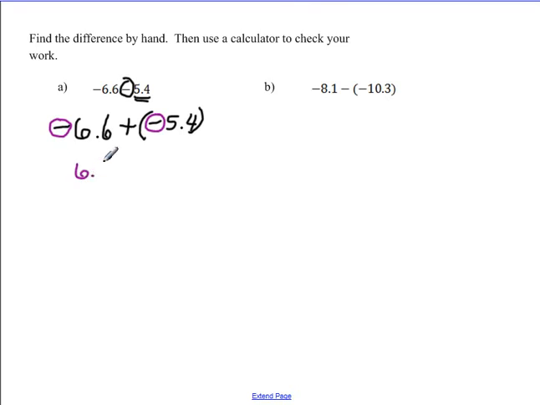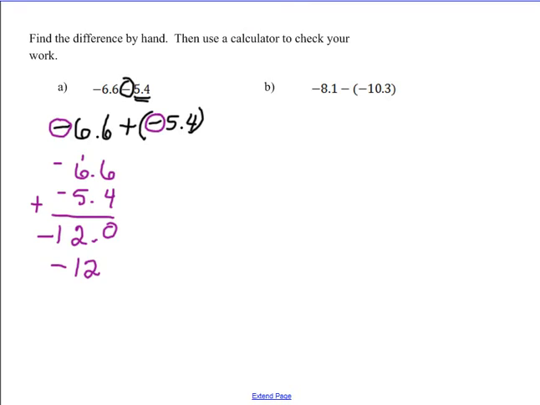So 6.6, remember that was negative? To that we're going to add negative 5.4. And when we add that up, 6 and 4 is 10, so 0, carry my 1. 6 and 5 is 11, plus 1 more is 12. I'm keeping things lined up here, bringing my decimal points straight on down. And because both of those were negative, remember my final answer is going to be negative 12. So I can write it as negative 12.0, or it's also okay just to write it as negative 12. We don't need to write the 0.0 part.